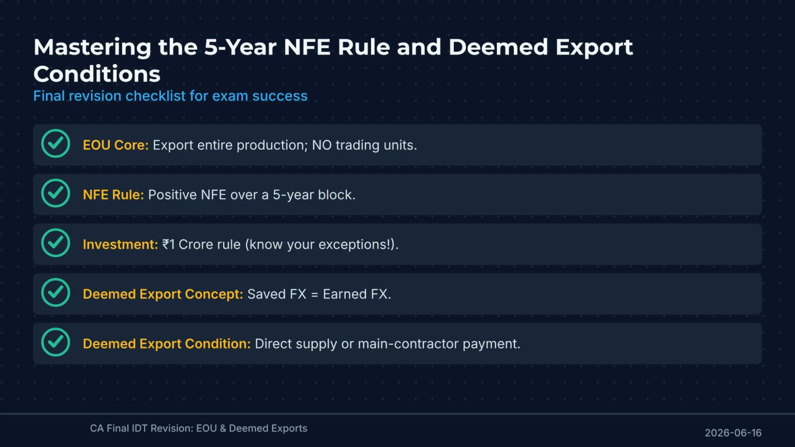Let's finish with a rapid-fire revision. For EOU type schemes, remember export entire production, no trading units, and positive net foreign exchange over a 5-year block. Keep the 1 crore investment requirement and its exceptions in mind. For deemed exports, remember the core philosophy: foreign exchange saved equals foreign exchange earned. Also remember that goods remain in India and must be manufactured in India. Finally, never forget the direct supply condition and the special subcontractor rules. These are the areas most frequently tested in both MCQs and descriptive questions, making them extremely important for examination success.